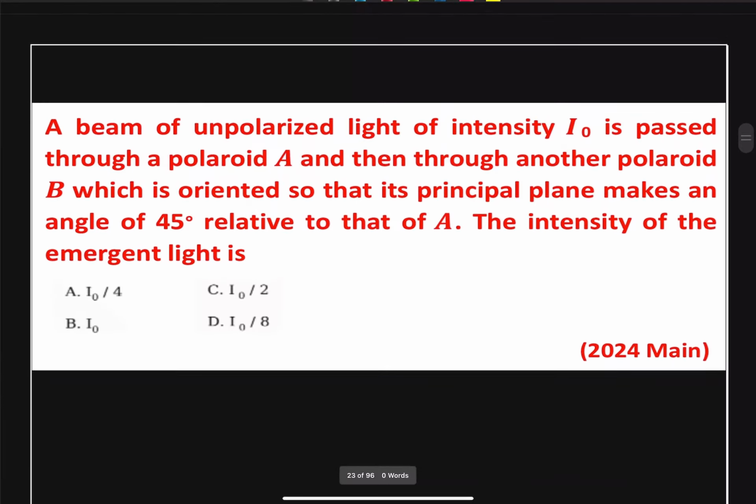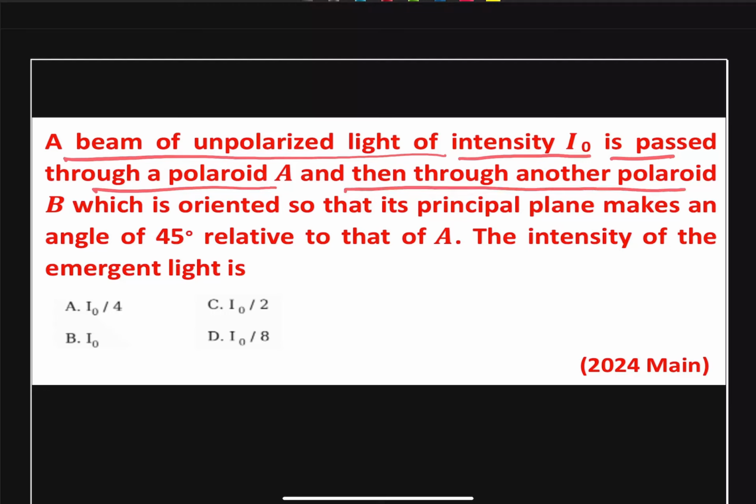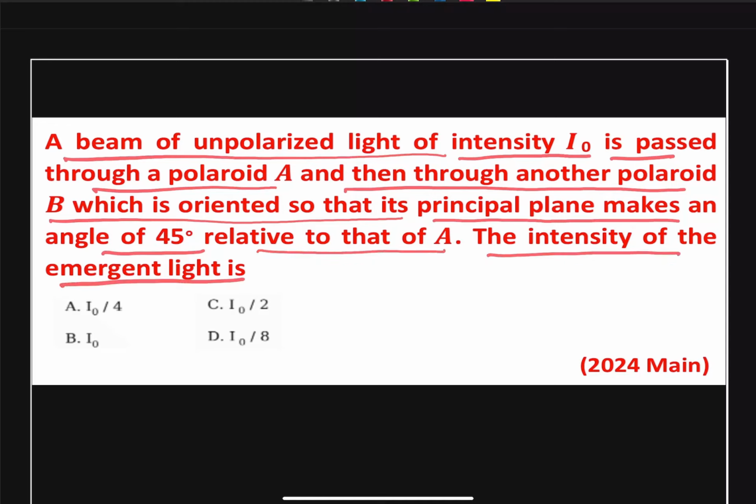Next question. It states that a beam of unpolarized light of intensity I0 is passed through a polaroid A and then through another polaroid B, which is oriented so that its principal plane makes an angle of 45 relative to that of A. The intensity of the emergent light is. So here we are given unpolarized light of intensity I0, which is passed through polaroid A and then through polaroid B. The angle between A and B is given as 45 degree.